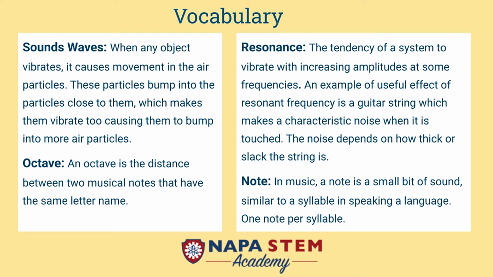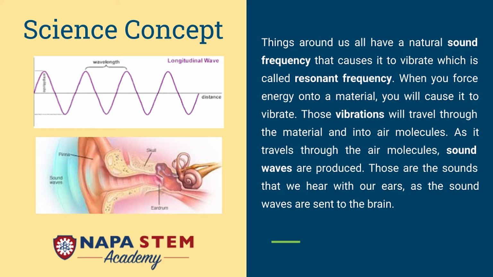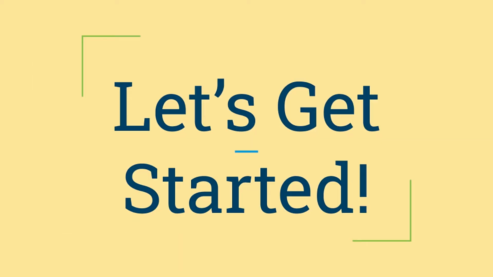Awesome! Now that we've learned a little bit more about the vocabulary, let's talk about the science behind what we're going to do today. Things around us all have a natural sound frequency that causes it to vibrate, which is called resonant frequency. When you force energy onto a material, you will cause it to vibrate. Those vibrations will travel through the material and into air molecules. As it travels through the air molecules, sound waves are produced. Those are the sounds that we hear with our ears, and the sound waves are sent to our brains.